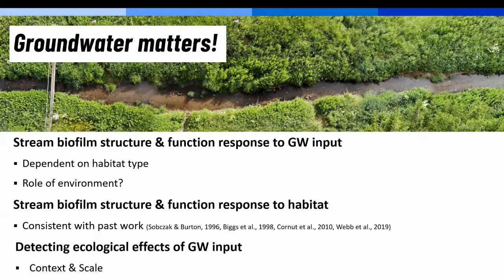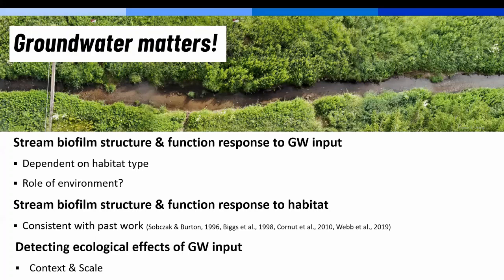The differences we found in stream biofilm structure and function among habitats were consistent with past work examining among habitat differences in biofilm biomass and organic matter processing, where runs tend to accumulate more biofilm biomass and riffles tend to have faster rates of organic matter processing.